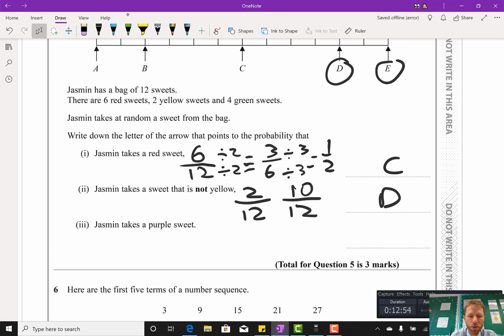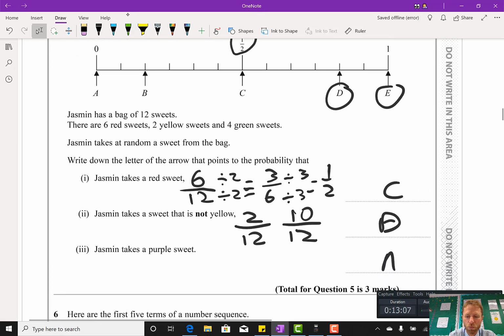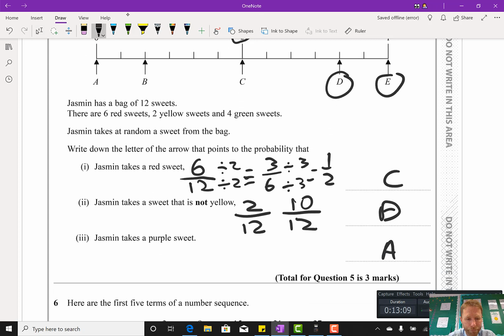Jasmine takes a purple sweet. The probability of taking a purple sweet is fairly straightforward. At this point people say, but sir, there are no purple sweets. Correct. Therefore it is impossible, and the answer is A. Well, it would be if it hadn't scrolled on me.